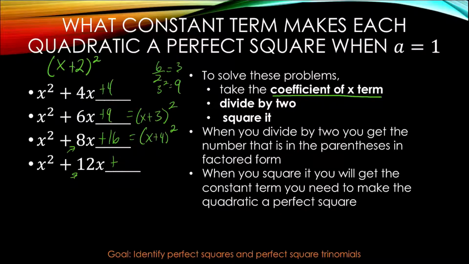I take half of 12, which is 6. 6 squared gives me 36. That's the same as saying (x + 6) squared. Okay, notice something here though. All my a values are 1. So this only works when my a's are 1.